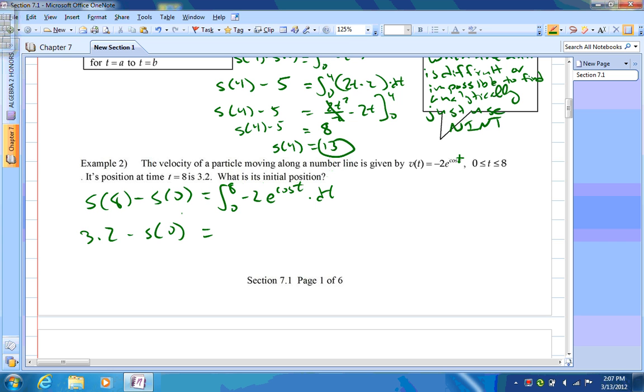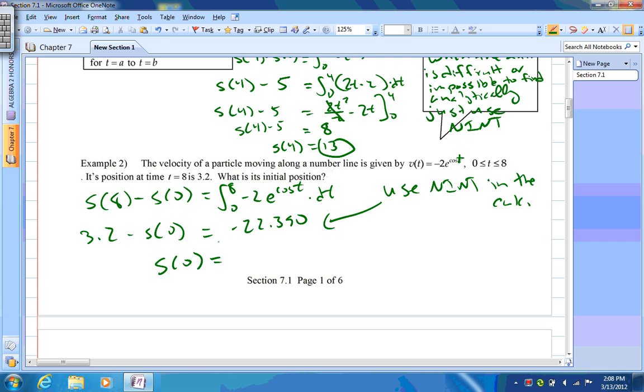But if you use your calculator, use NINT in the calculator, you should get negative 22.390. When you solve for s of 0, just moving things around, you should get 25.590. And that would be your initial position for example 2.